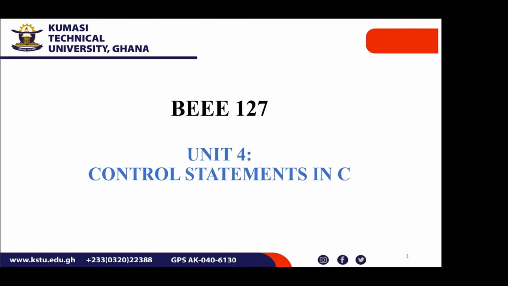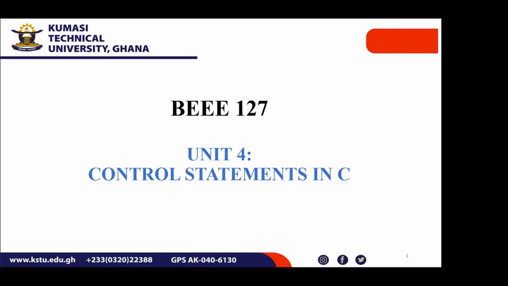In the last lecture, we concluded by looking at operators, where we looked at the various operators, and then we ended up looking at expressions, variables. We looked at data types and all that. Now, in this lesson, we're going to introduce ourselves to what we call control statements in C.